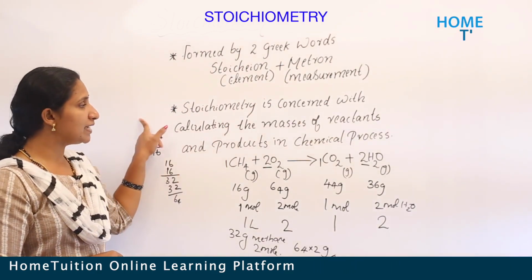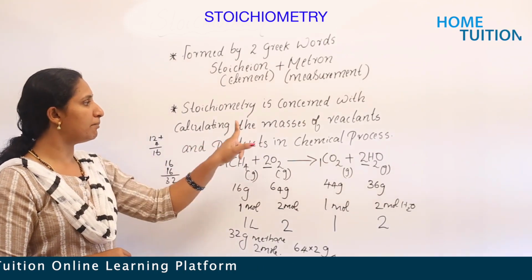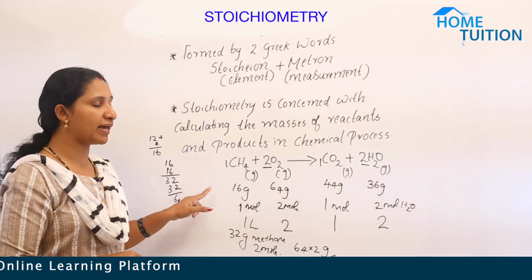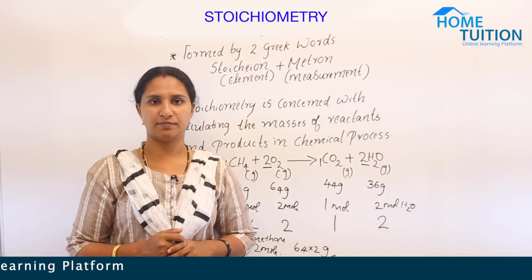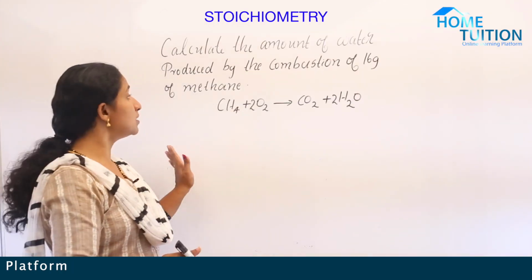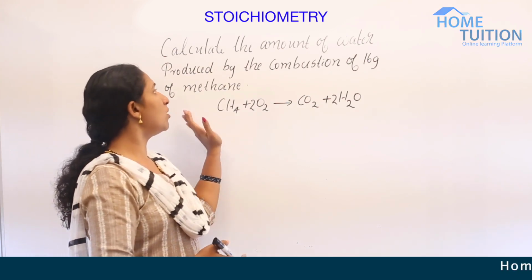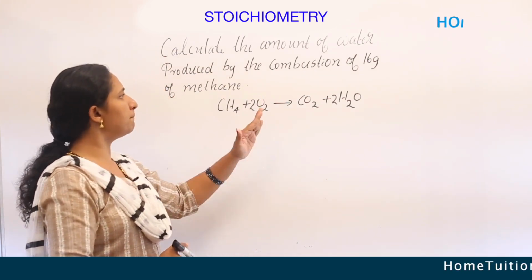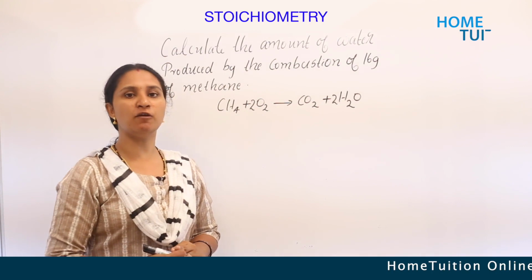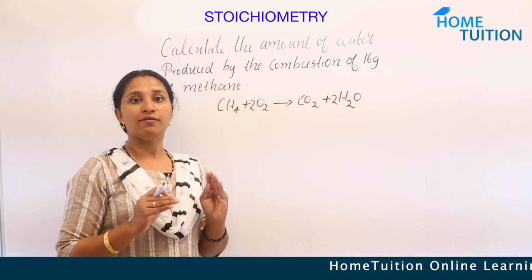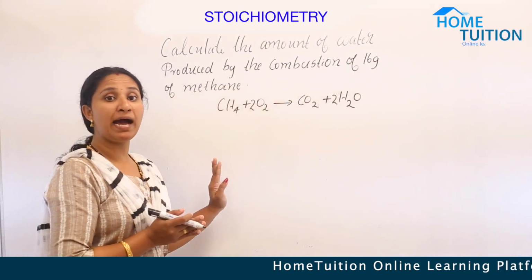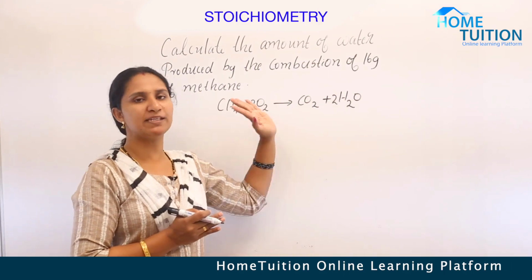Stoichiometry is concerned with calculating the masses of reactants and products in a chemical process. Let's do a problem related to stoichiometry calculation. The problem is this: calculate the amount of water produced by the combustion of 16 gram of methane. First of all, we want to write the balanced chemical equation as per the question.